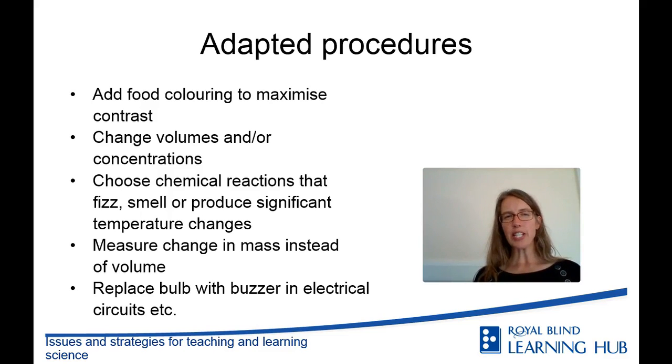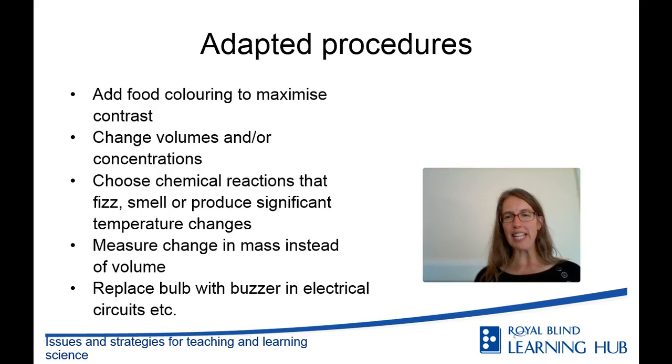When we're doing experiments that involve chemicals, we're often wanting to maximise the fizz, the smell, the sound of the experiment, and to do that it's often possible to change the volumes or concentrations of the reactants to make the experiment a little bit more dramatic or more obvious for the visually impaired learner. And science teachers are normally very happy to look at that and see what they can do.